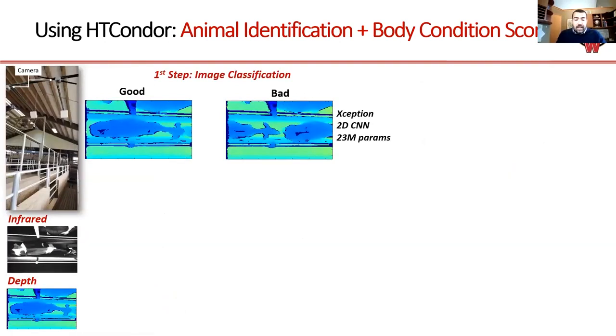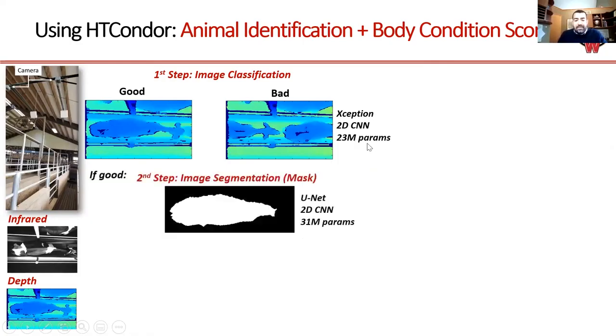So the first step that Rafael developed is to classify what is a good image and a bad image. So we have a deep learning model classifying good images from bad images. So we only select an image that has the entire cow below the camera. To do this, we have this type of network with 23 million parameters. And after selecting the good image, we run another deep neural network that does image segmentation. So we generate a mask of that.